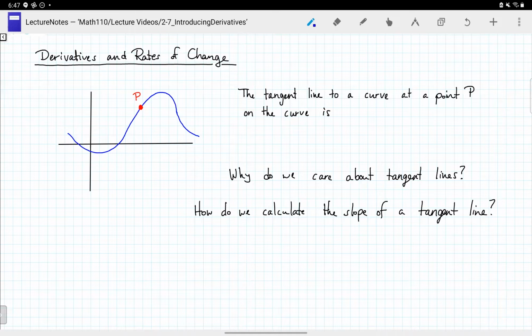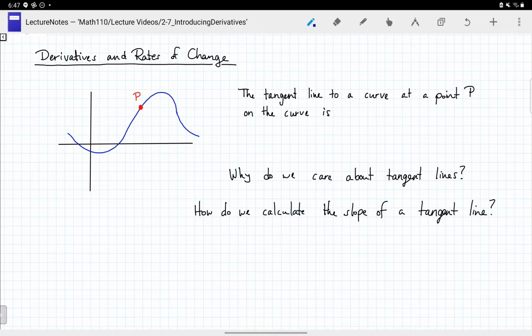Back in section 2.1, we started talking about tangent lines and rates of change for functions. So I want to go back to that, and that was our motivation for talking about limits. And now we're actually going to go back to the idea of a tangent line and use the things that we've learned about limits in order to do that calculation.